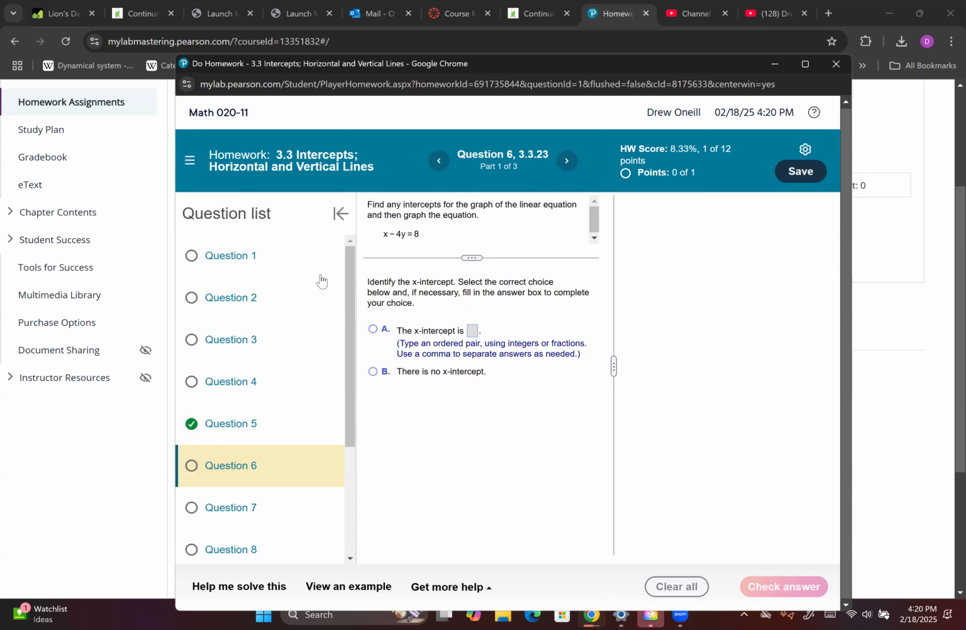Now there's sort of a trick to that. If we want to find the x-intercept, we just let y be 0. So we're going to say y is 0, so we have x minus 4 times 0 equals 8. That's just x equals 8. So the x-intercept is 8, comma 0. Let's type that.